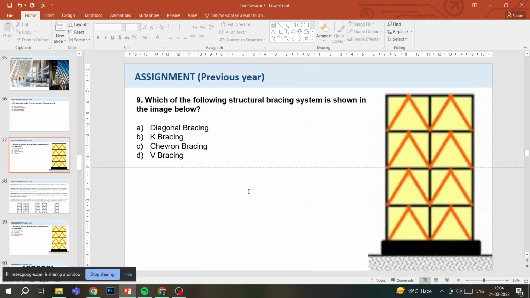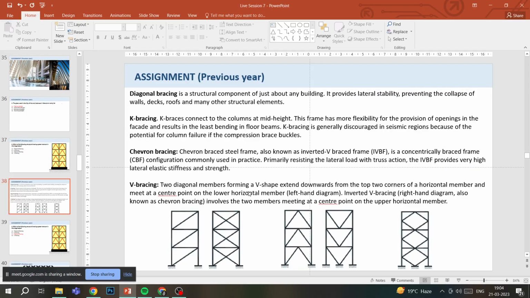All these bracings are named after how they look and the pattern in which they are attached. If you see the image on the left corner, the first image is single diagonal bracing, and the second image is double diagonal bracing. Diagonal bracing is basically one edge connecting to the other edge. It's a diagonal member going from one edge to the other. So that's diagonal bracing.